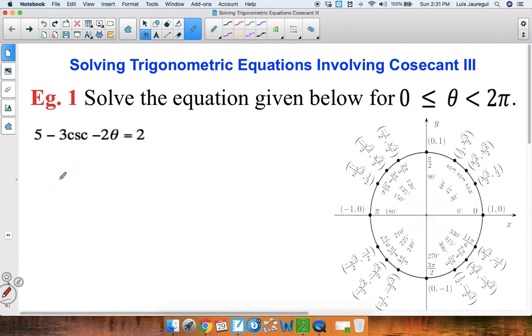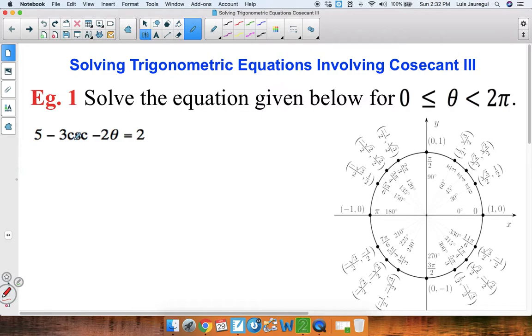Welcome. In this video we'll be solving trigonometric equations involving cosecant part 3. Let's take a look at our first example. Solve the equation given below for theta greater than or equal to 0 and less than 2 pi. Here the equation is 5 minus 3 times cosecant of negative 2 theta is equal to 2.